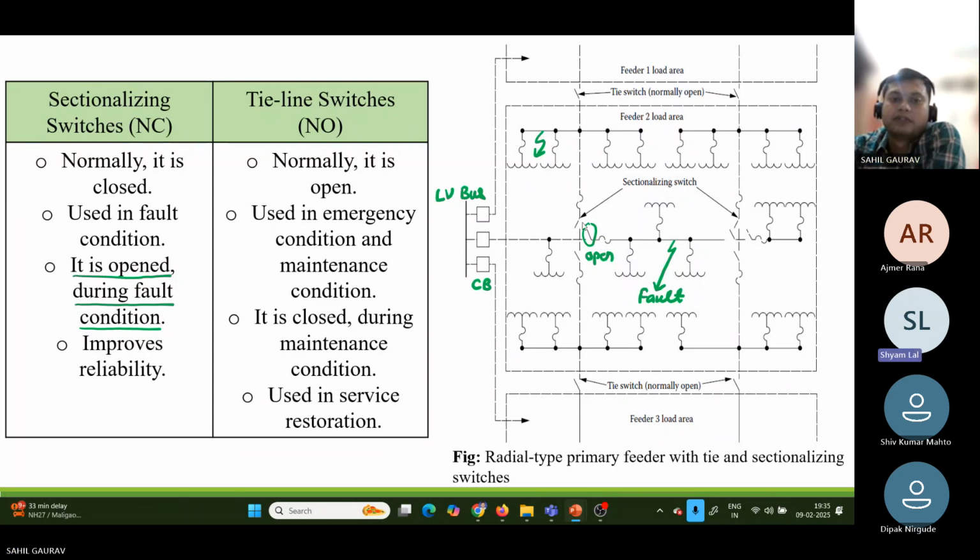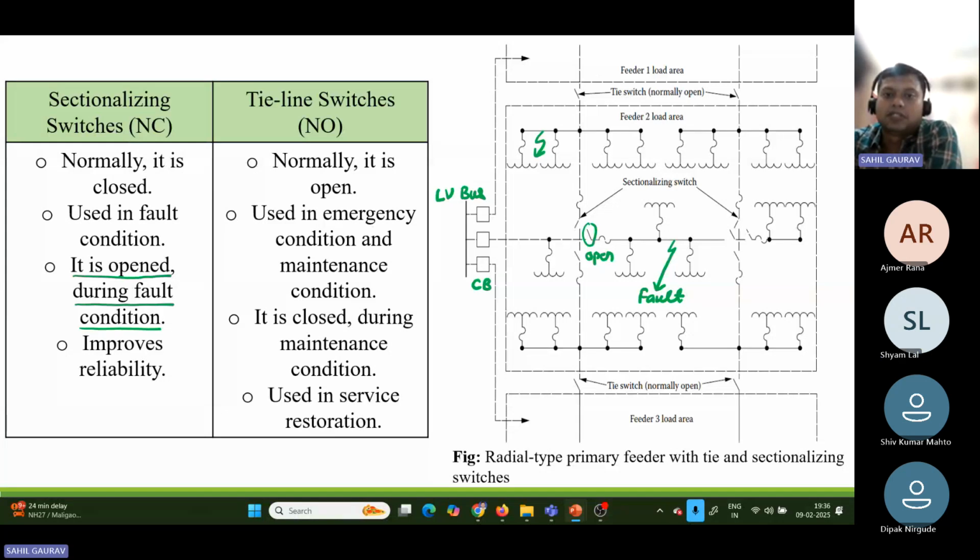Then we have to close the sectionalizing switches which are open at the time. If we take power from another feeder, the sectionalizing switches are normally closed type. If the section is faulty, then we have to open those switches, and we take power from other feeders by tie line switches.